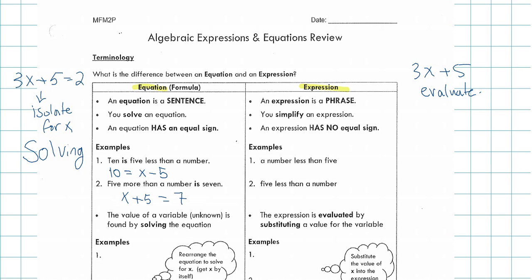So, a number less than 5, how would you write that? Five minus x. A number, which is x. Anytime they say a number, which you don't know what it is, it's going to be x. Okay? Less than 5. So you're starting with 5 and you're taking away a number from it.